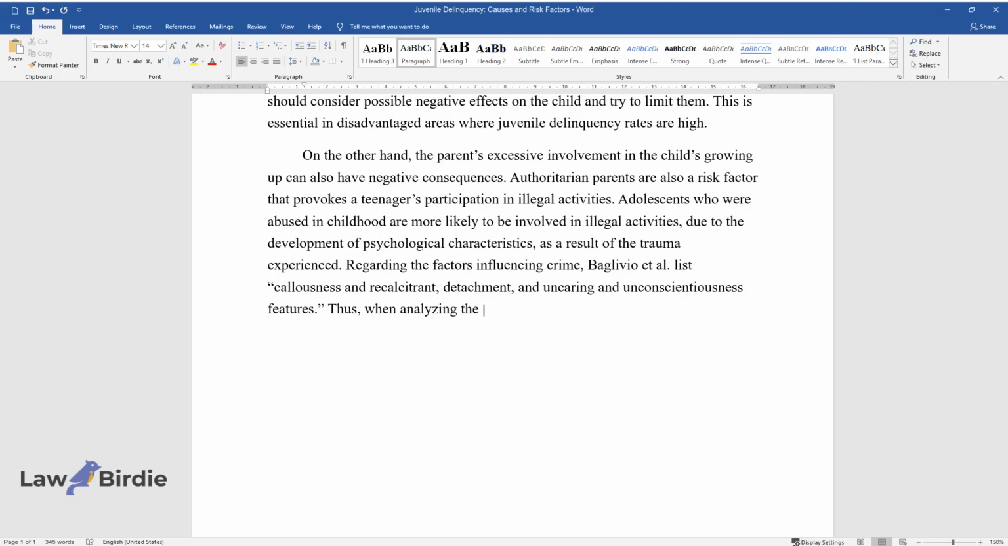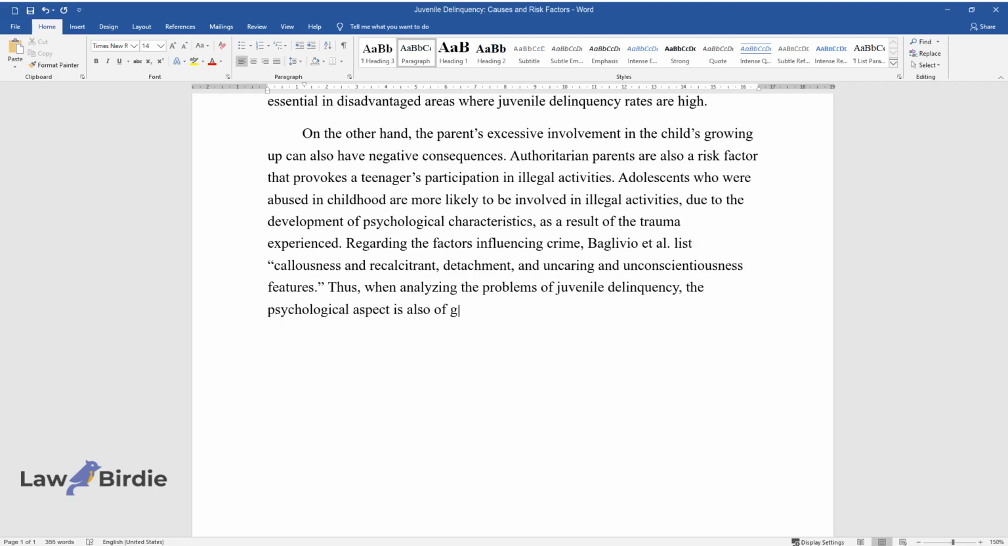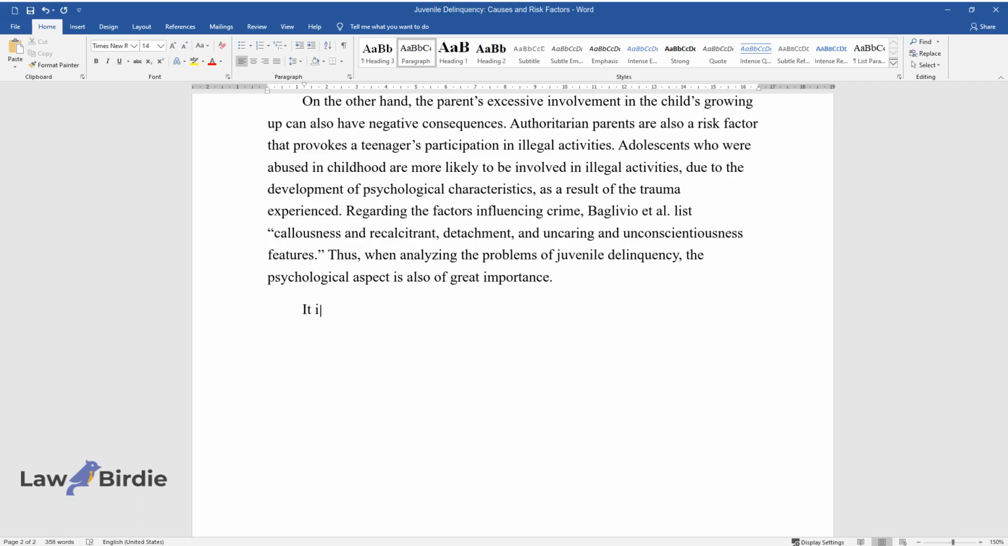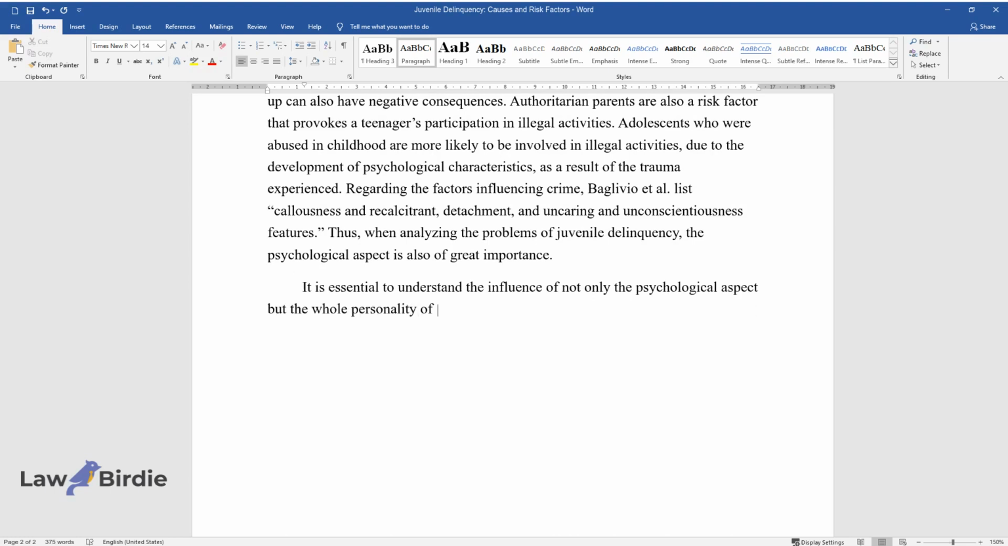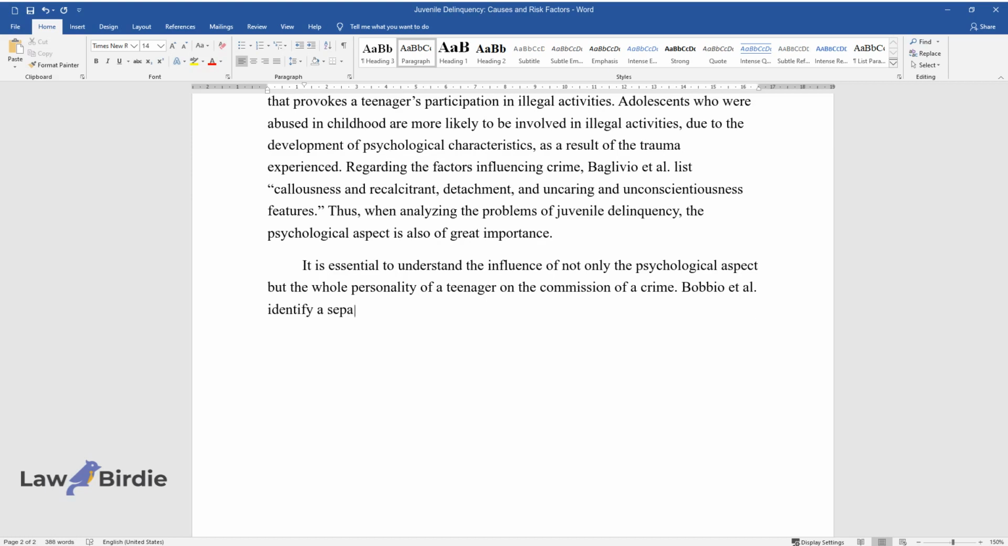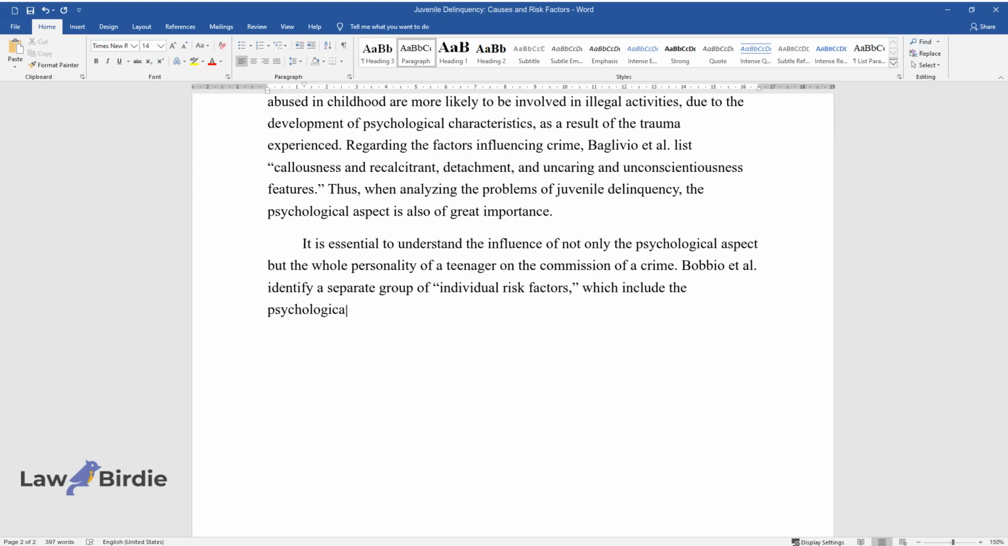Thus, when analyzing the problems of juvenile delinquency, the psychological aspect is also of great importance. It is essential to understand the influence of not only the psychological aspect but the whole personality of a teenager on the commission of a crime. Bobbio et al. identify a separate group of individual risk factors, which include the psychological state of the adolescent, his level of self-control, as well as drug and alcohol use.